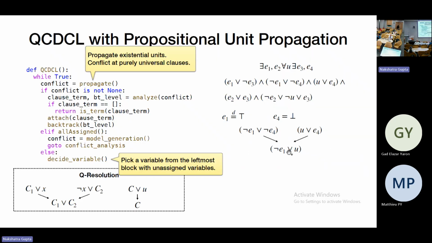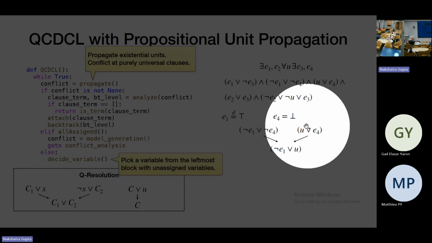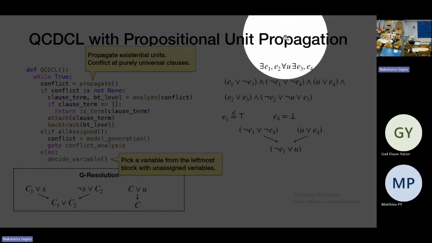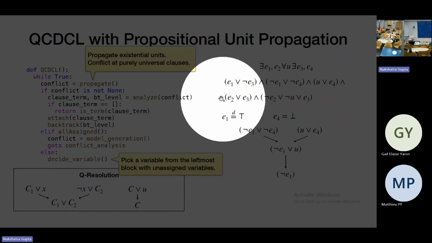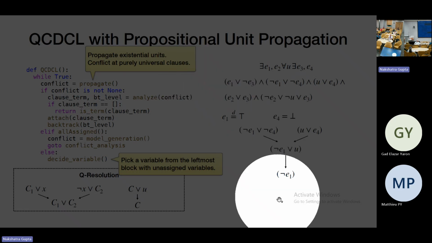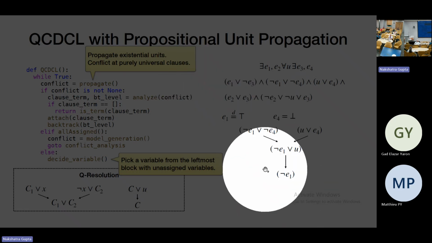Okay, and now let's take a look. E1 is left of U in the quantifier prefix, right? So we can apply this universal reduction rule, remove U from that clause, and just derive the clause not E1. And intuitively, just like in SAT, that clause tells us that the decision we made was wrong. So we can backtrack, undo that decision, and by unit propagation, this clause here will force us to instead assign E1 false.